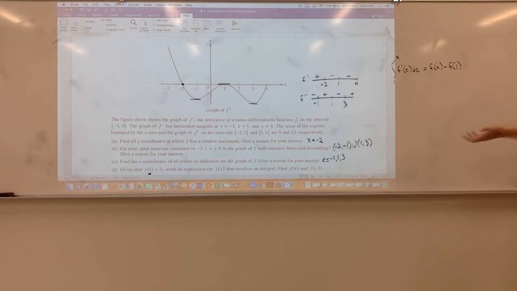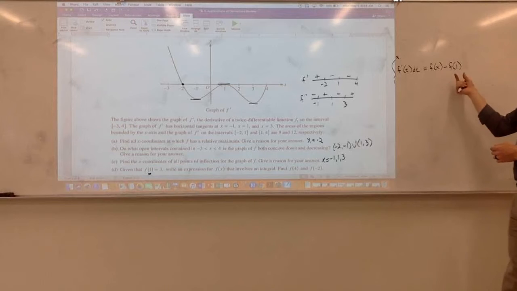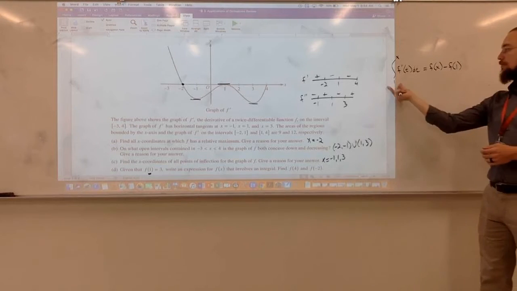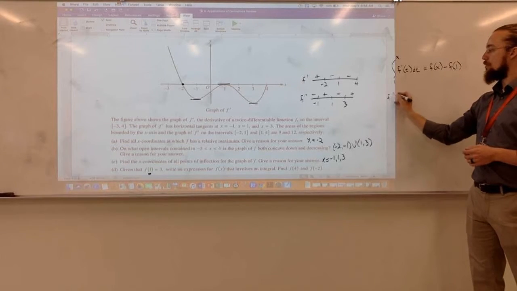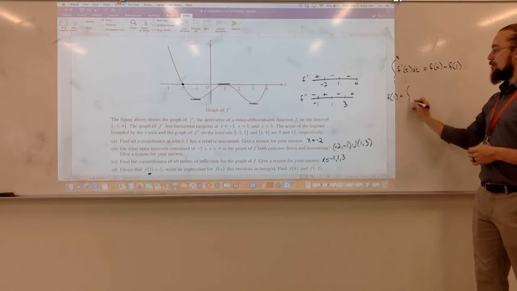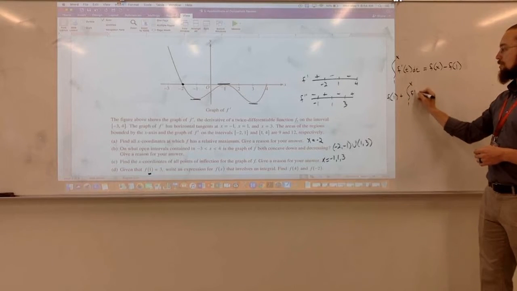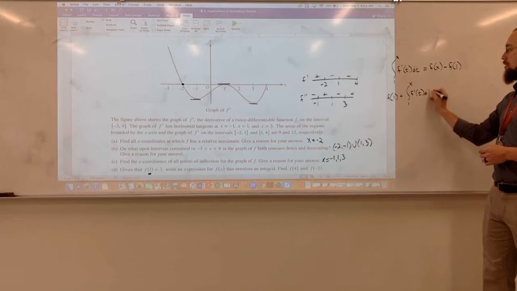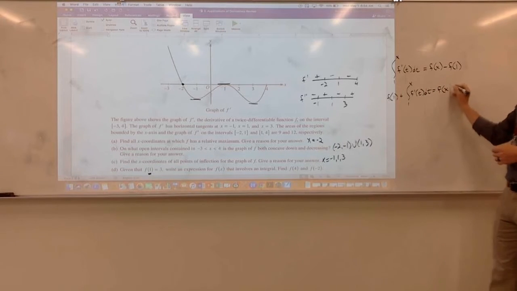And then it says, write the expression for f of x. So I would just want to solve this for f of x and add that f of 1 over. So we can say f of 1 plus the integral from 1 to x of f prime of t dt equals f of x.